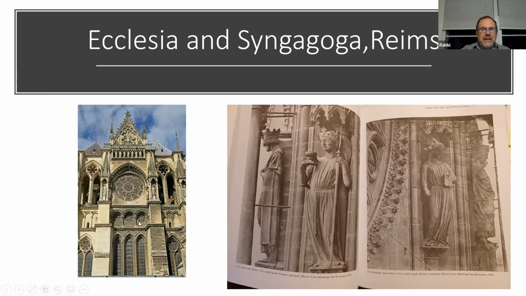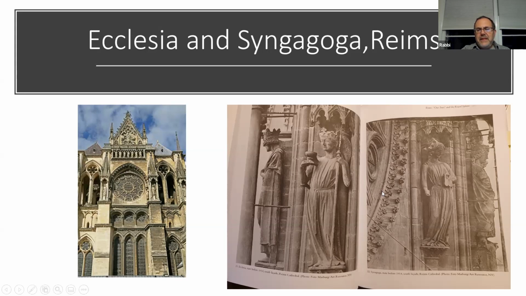So this is the facade there, at least on the side where the ecclesia and the church are, by the entrance to the cathedral in Reims. And you can see here there's the rose window, and then under that, columns on either side of the rose window, that's where the ecclesia and the synagoga are. And the synagoga is always going to be on our right, because the rose window represents the salvation of Jesus, or God, and on our left, which is its right, is the church.